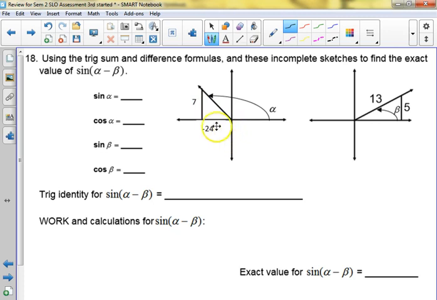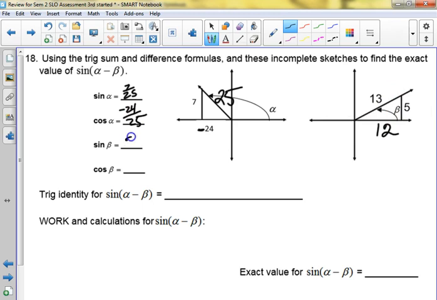Okay, Pythagorean theorem gives me... watch your signs. I went left, up, hypotenuse. Right, up, hypotenuse. One negative in here, right? Okay. The sine and cosine from this one: 7/25 and negative 24/25.